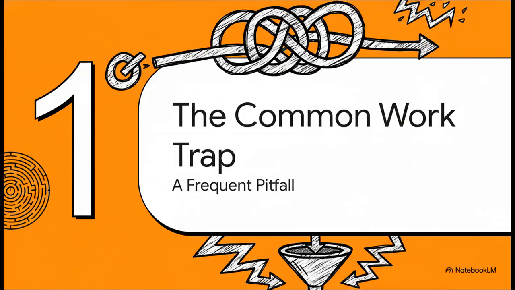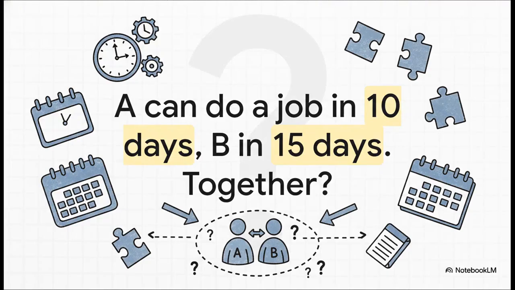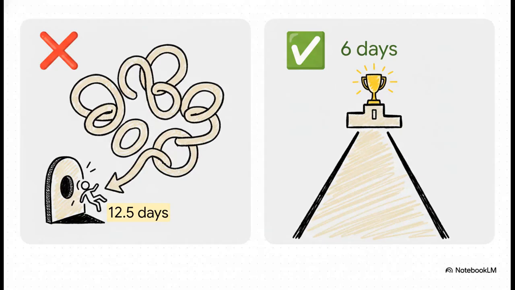Okay, so first things first, let's dive right into the classic trap, the one that gets almost everybody. So here we go. A can do a job in 10 days, B in 15. If they work together, how long does it take? Now be honest, what's your first instinct? For most people, the brain immediately goes to this. You want to average the times, right? 10 plus 15 divided by 2, 12.5 days.